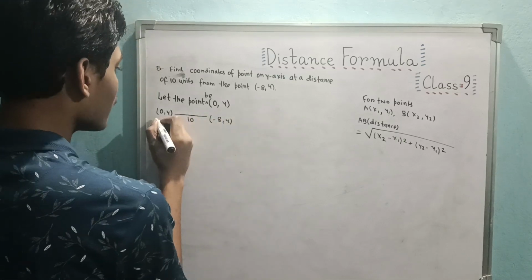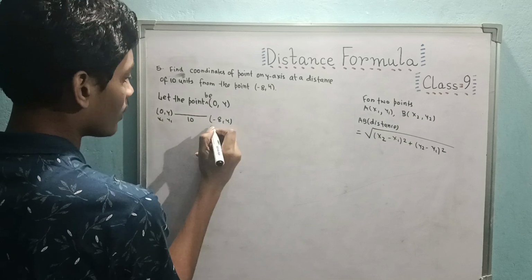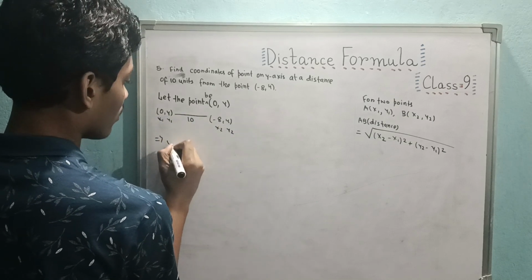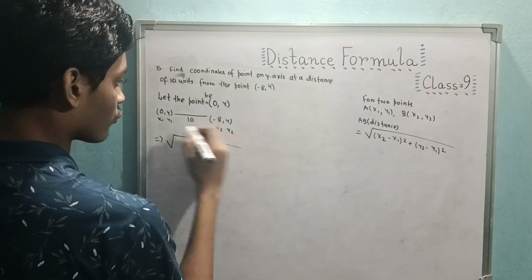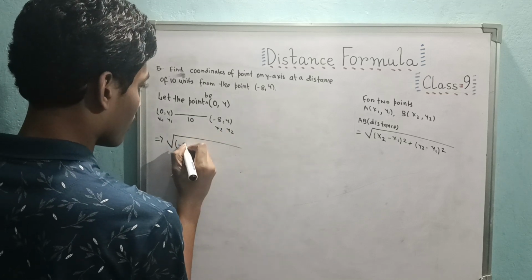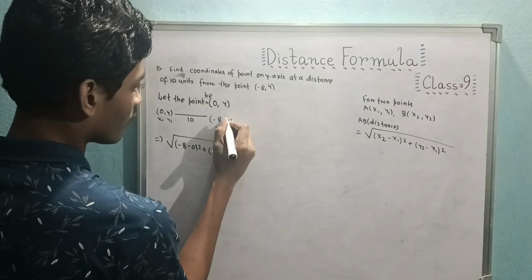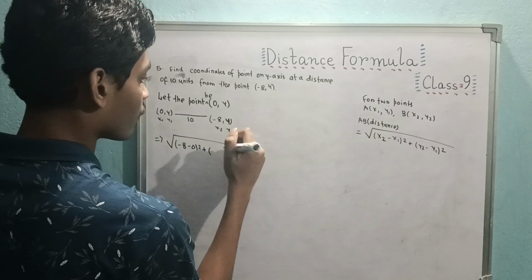So then what is the distance formula for these two points, x1 y1 and x2 y2? Now do it like the previous sum. The distance formula is the square root of (x2 minus x1) whole square, or minus 8 minus 0 whole square, plus y2. Okay, y2 is 4.